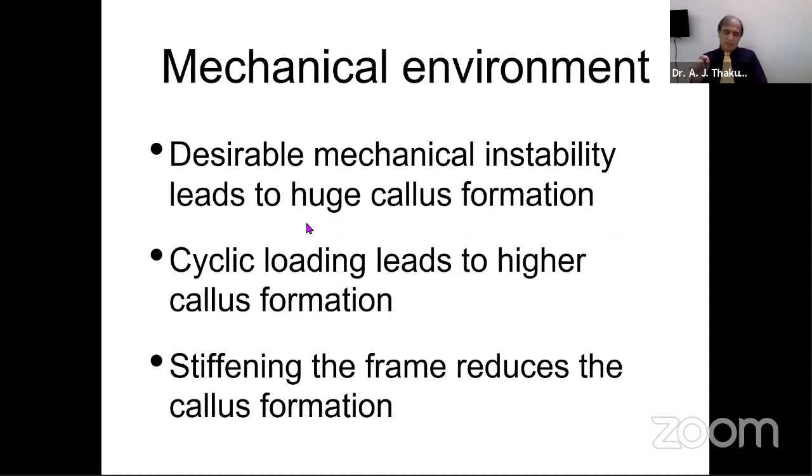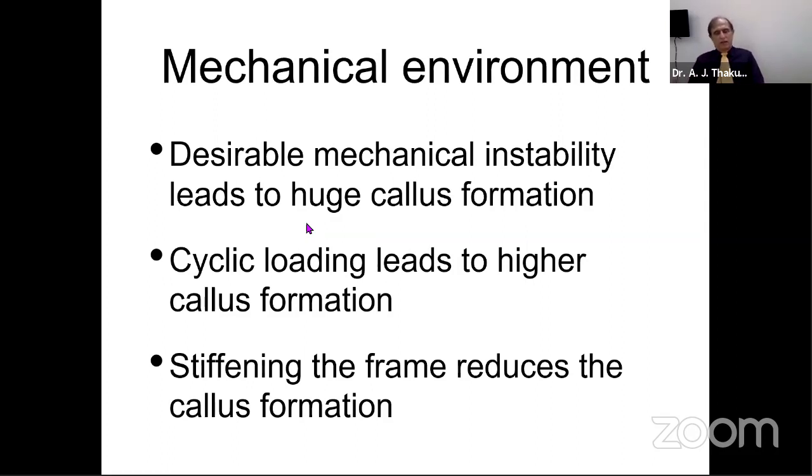But some movement is necessary, and we have repeatedly used the term 2 to 12%. If the movement at the fracture site is between 2 to 12%, then there will be an abundant amount of callus formation, because that kind of movement stimulates the cells and all the other mechanisms to make more and more callus. Similarly, if the load application is cyclic on a regular basis, then there is a higher formation of callus.